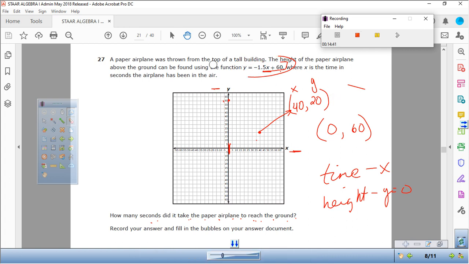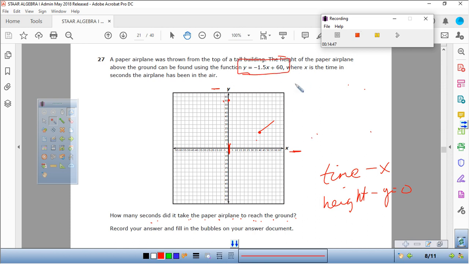Okay, so I'm going to tell you this much. There's several ways of doing this. You need to understand what this says here. This says your height is equal to negative 1.5x, or what? Your time, plus 60. Now, help me out real quick. What do we know for sure in all this? We know that we want it to reach the ground. So we want this thing to be 0. Does that make sense?